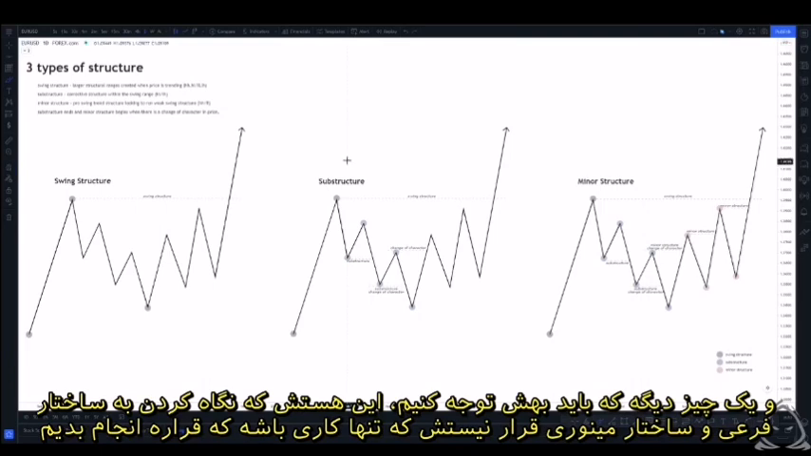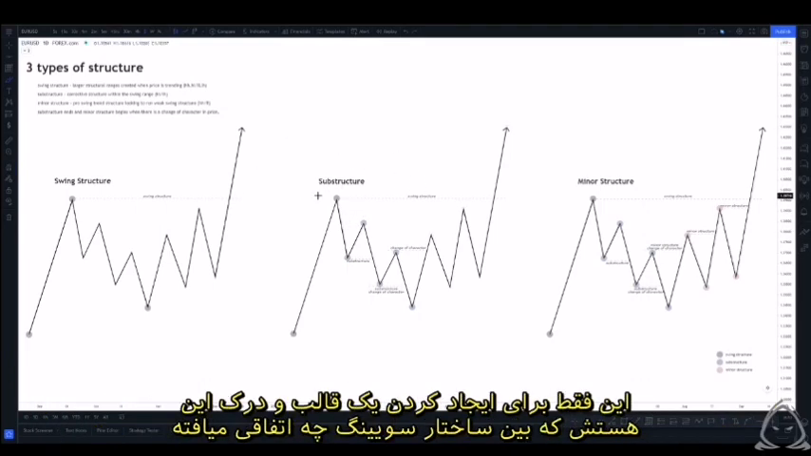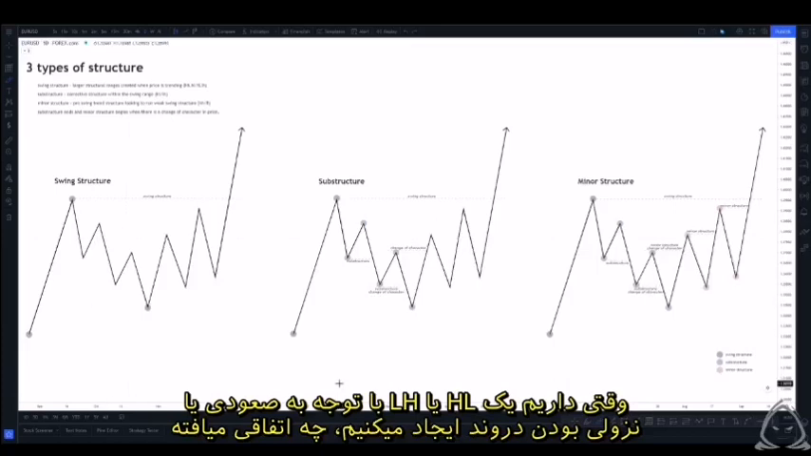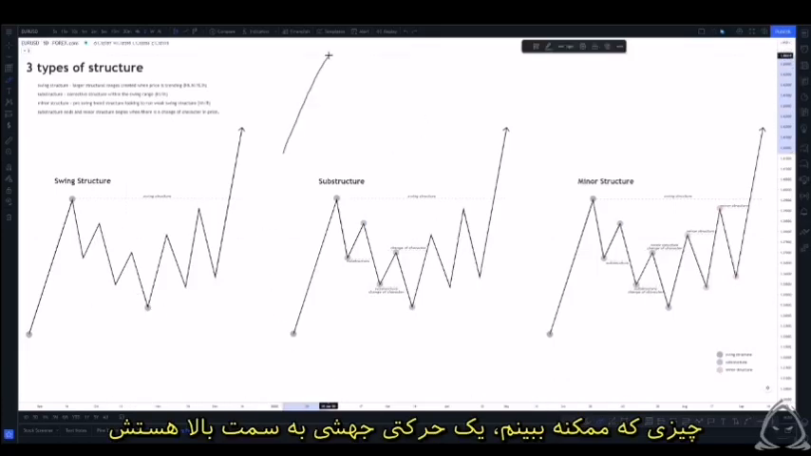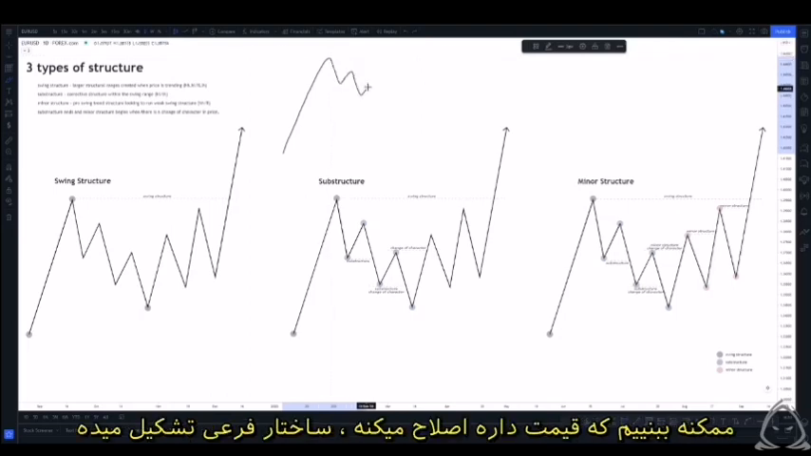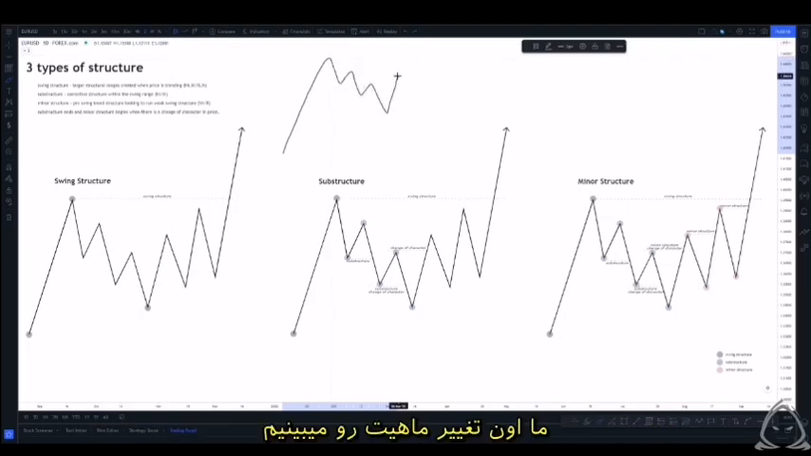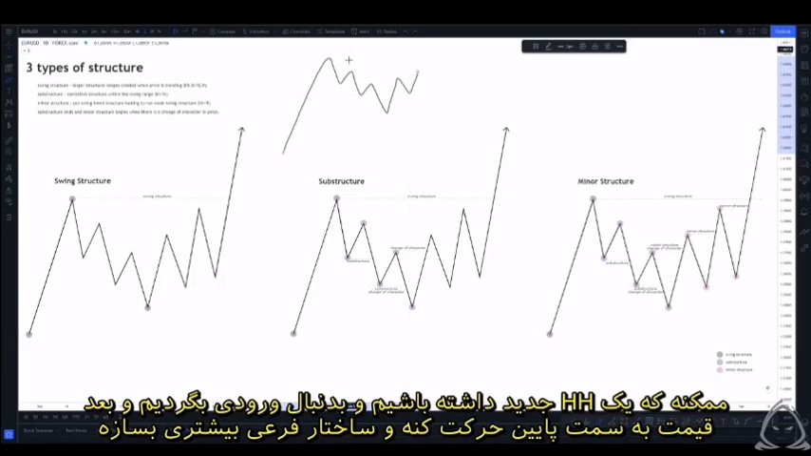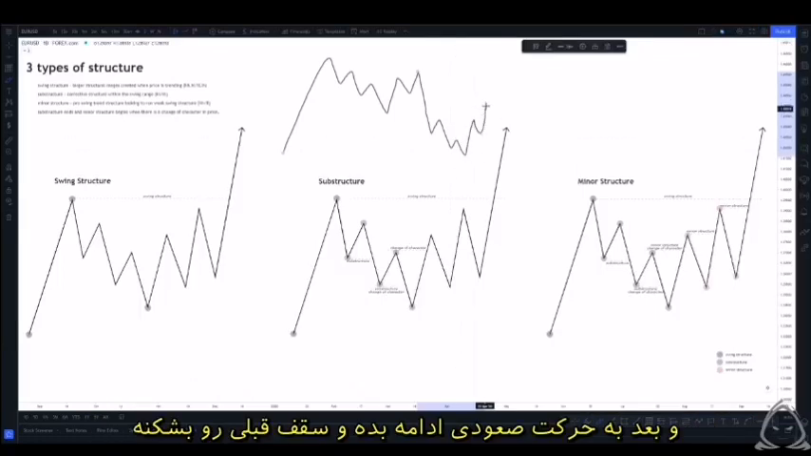Now, one other thing to note is looking at substructure and minor structure is not going to be an end-all be-all. It's just to create a framework and an understanding of what is happening between the swing structure, what is happening when we're putting in a higher low or a lower high, depending on a bull trend or a bear trend. What we may see is an impulsive move to the upside. We might see price correcting, creating substructure. We see that change of character. We might even get a new higher high, and we're starting to look for entries. And then price could continue down, creating more substructure, and then continuing to the upside and actually breaking the high.